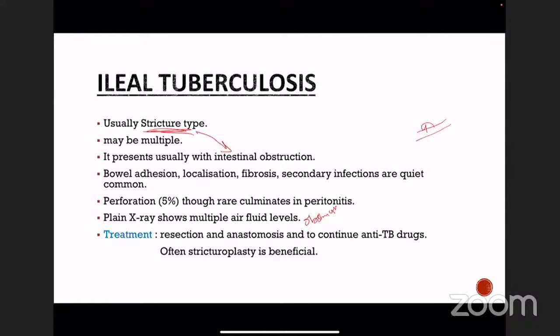And on treatment, resection and anastomosis is done and antituberculous treatment is continued. And if there is a single stricture or multiple strictures, you can think of strictureplasty, single or multiple strictureplasty, and SOS, resection and anastomosis. This was about ileal tuberculosis.